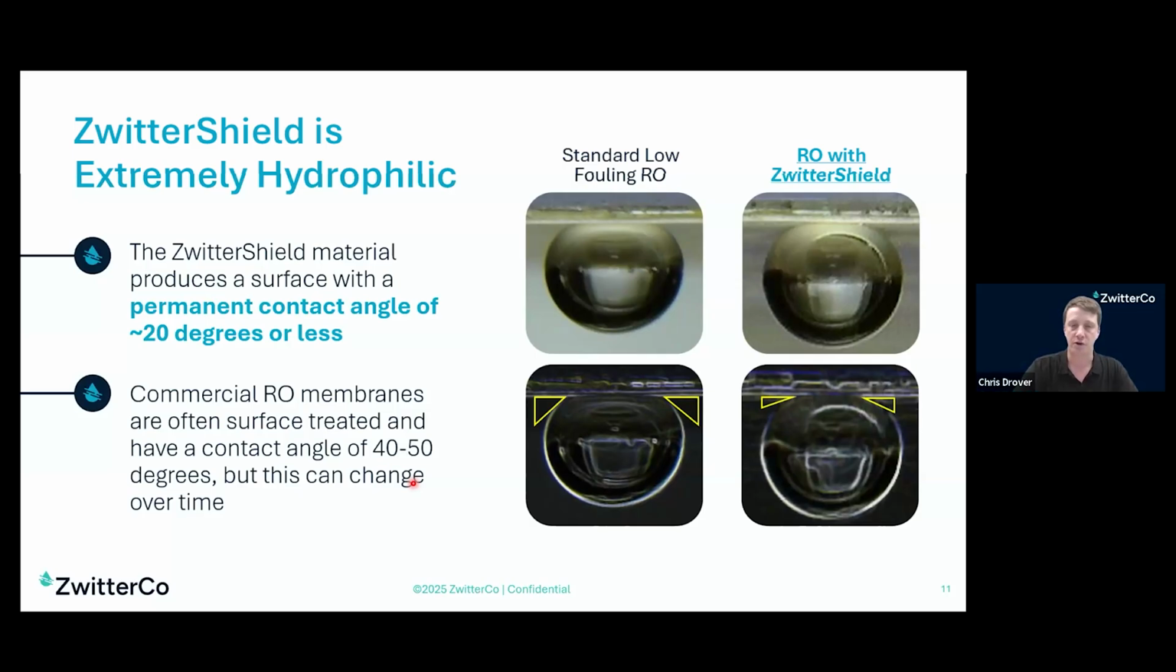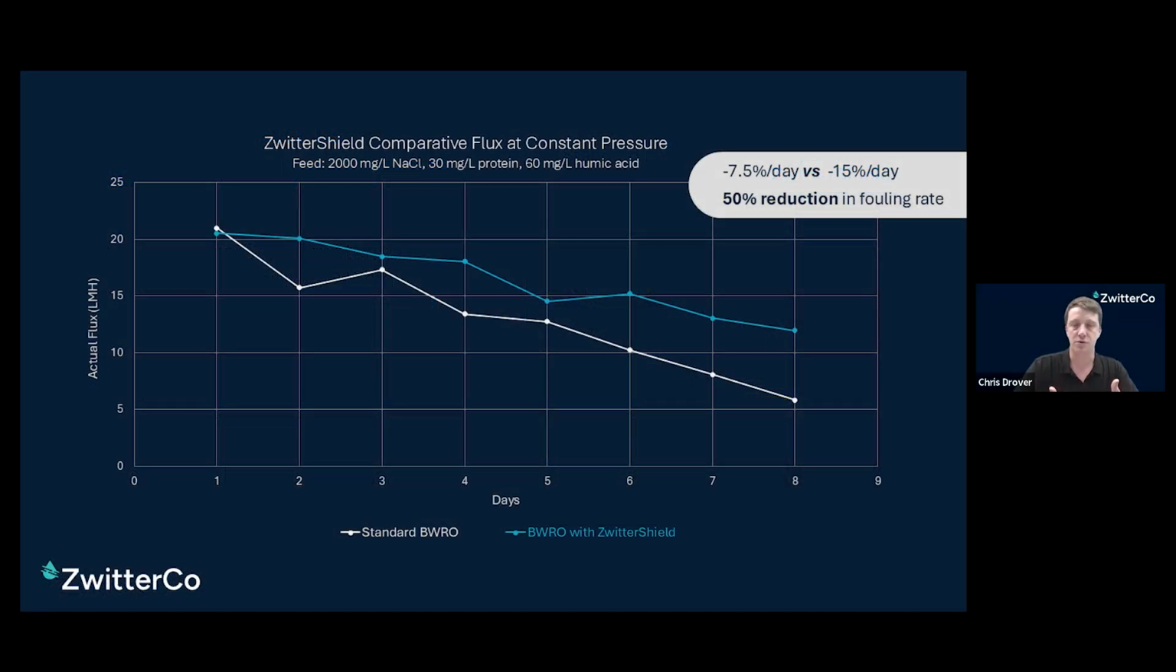The ZwitterShield material has a contact angle of 20 degrees or less, and that is a permanent new top surface of the membrane that will not wear off over time. So even after a long time of use, you're still going to have this hydrophilic surface. So all of this rolls up into a really extraordinary difference in fouling rate and difference in cleaning outcomes.